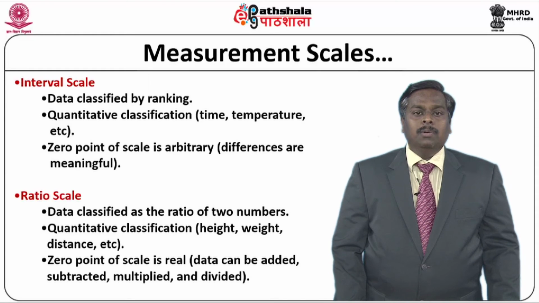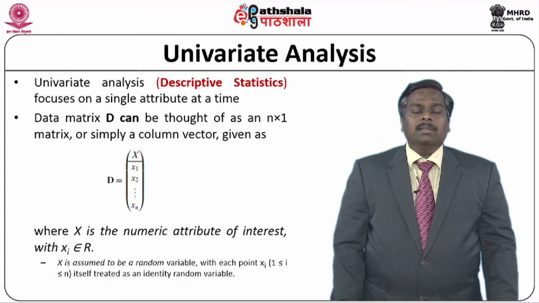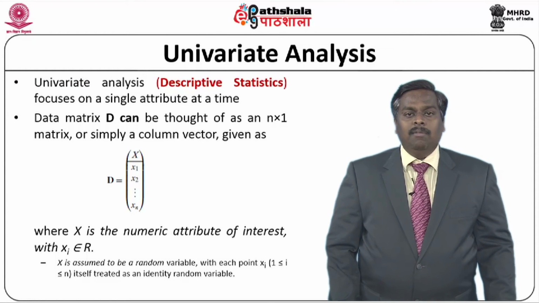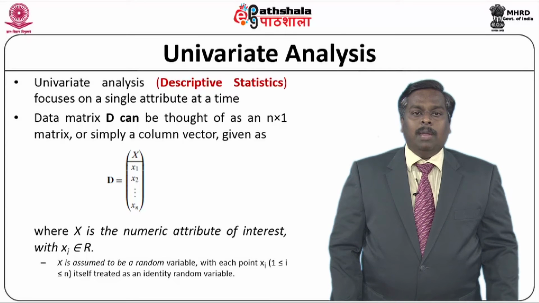So, having understood the different types of data as well as different types of measurement scale, now let us start with univariate analysis. The first type of analysis that we can do is on a single variable. Univariate analysis, as the name indicates, also known as descriptive statistics, focuses on a single attribute at a time.